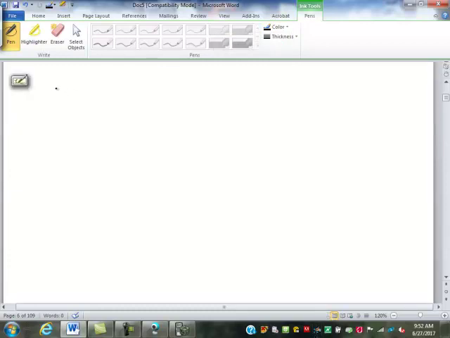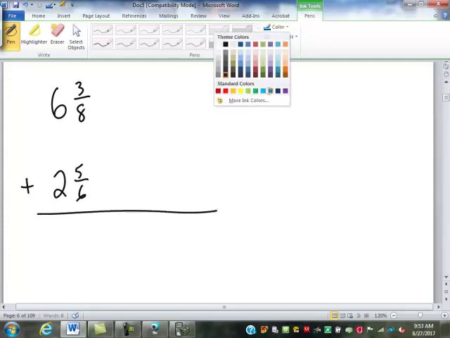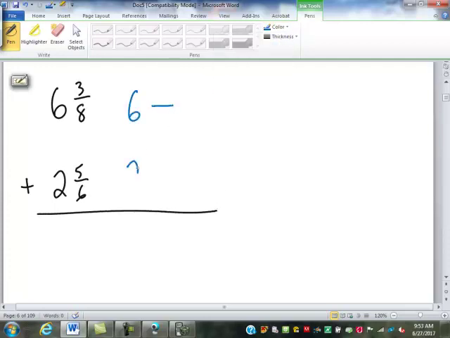We might have 6 3/8. I'm just going to write them vertically to save time. 6 3/8 plus 2 5/6. So the whole numbers, of course, don't change. What is my common denominator for 8 and 6? 24 is correct. What's going to go here?